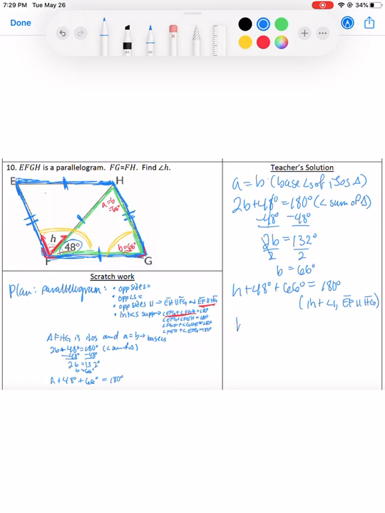Now we're going to do H plus 48 and 66, so the 4 tens and the 6 tens make 100. 8 and 6 makes 14. So 114 degrees equals 180 degrees. Subtract 114 degrees from both sides.